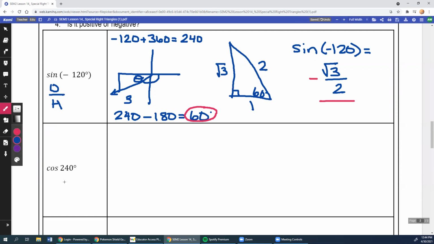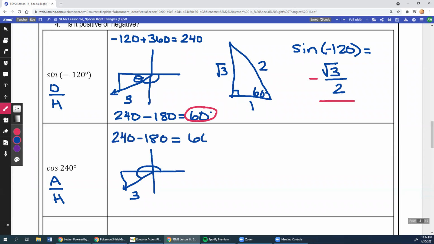All right, next one, cosine 240. Cosine is adjacent over hypotenuse. We draw, this is positive 240. So it's going to land us right down here. We're in quadrant 3 again. And because it's positive 240, we do not have to find a coterminal. We just jump right in, find our reference, which is still 60 degrees. So 60 is our reference here.